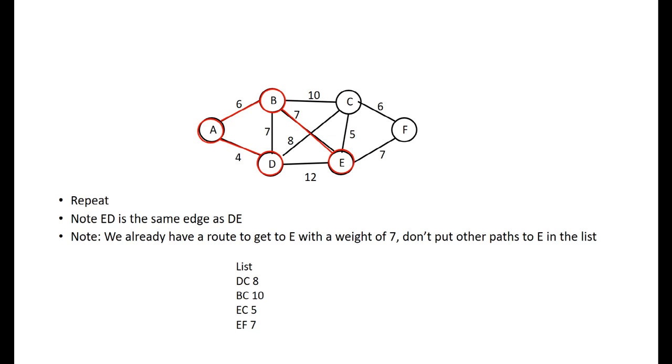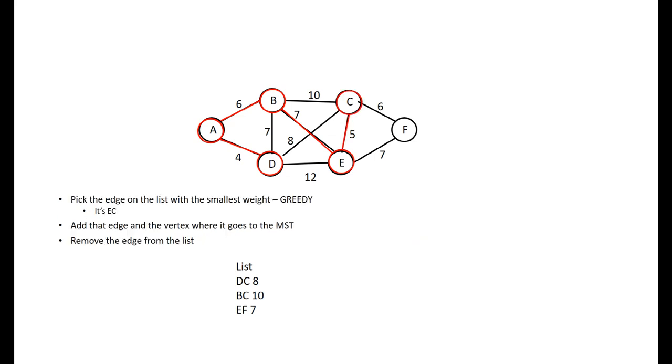So we're going to look through our list and pick the smallest weight, that greedy approach, and it's E to C. E to C was a weight of 5, and that was the lowest weight. So we're going to add C and the edge to E into our minimal spanning tree, and we're going to take it out of the list.